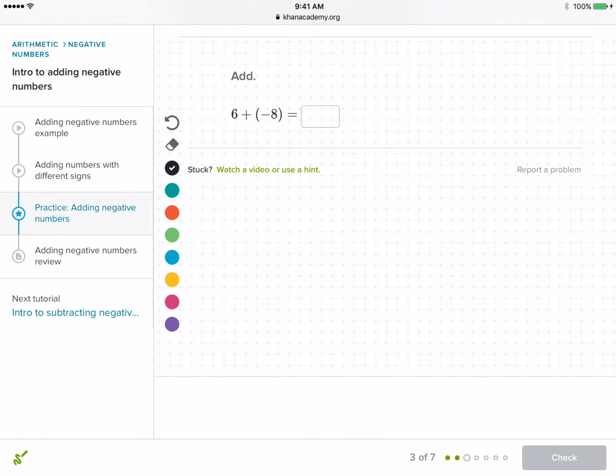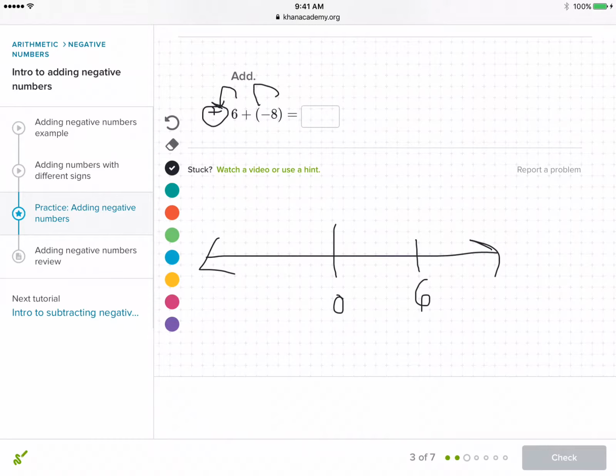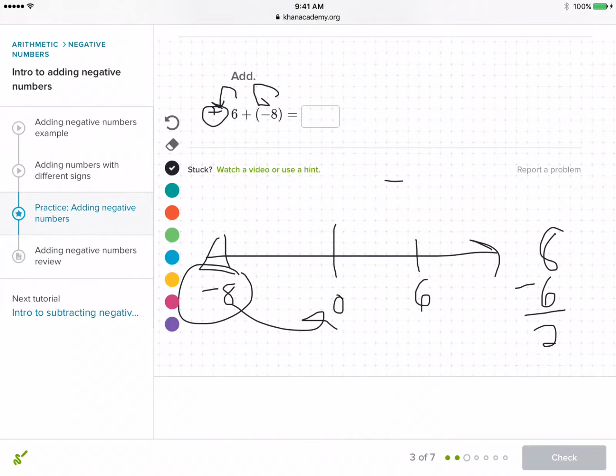Okay, one more. Look to the future. There's nothing there, so we're going to assume that it's a positive. Look to the future. I have a negative. Since 8 is farther away from 0, I know that my answer is going to end up being negative. So I'm going to take 8 minus 6, and I get 2. So my answer comes out to be -2.